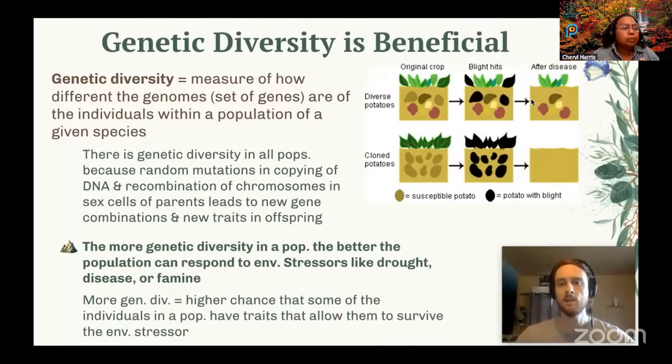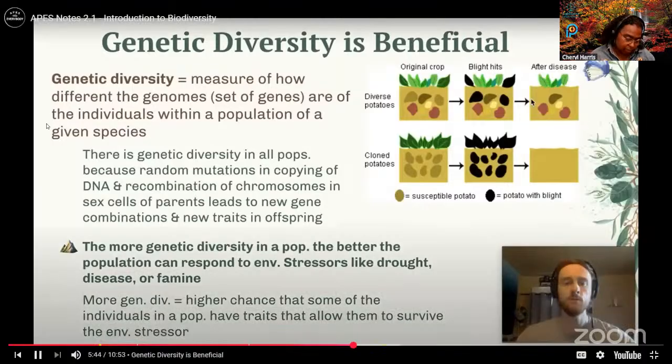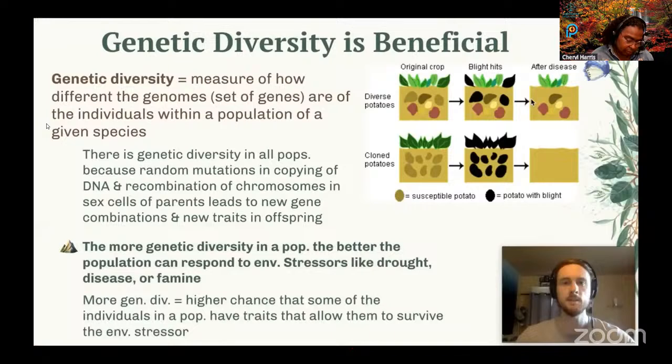But if we look at the top half of this diagram, potatoes that have more genetic diversity, so even within the same species, there are potatoes that have a lot of genetic diversity. And when the blight hits, it's only going to wipe out a few of the individual plants in that species. And so because a lot of the plants have adaptations that allow them to survive the blight, because of that genetic diversity, we'll have a population of potatoes that survives the disease. So again, this is just an example of how high genetic diversity within a population can protect it from environmental stressors such as disease.